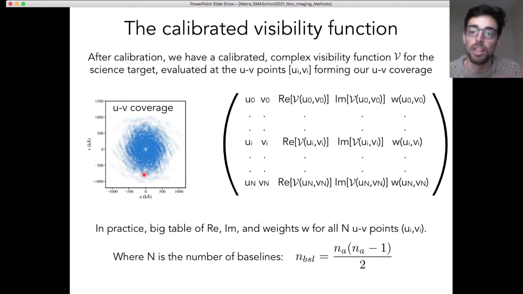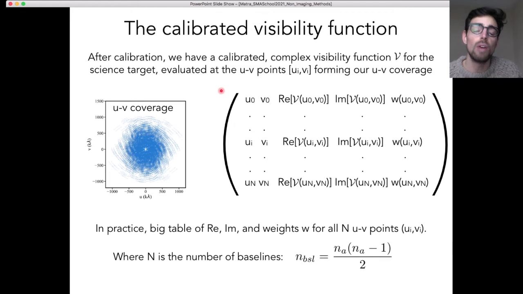So the uncertainty in the real part, which is equal to the uncertainty in the imaginary part of the visibility function, goes into this weight W, where the weight is 1 over the uncertainty squared for a given visibility data point, right?